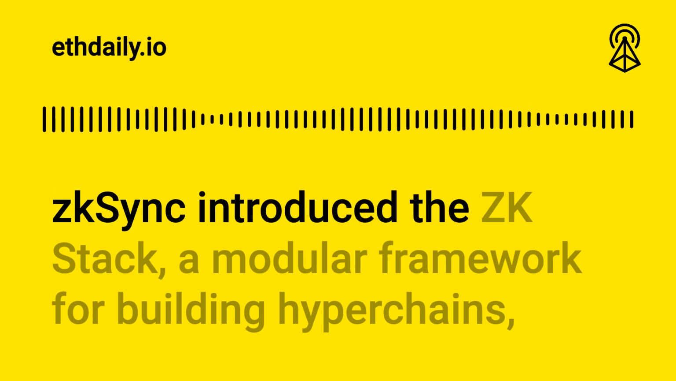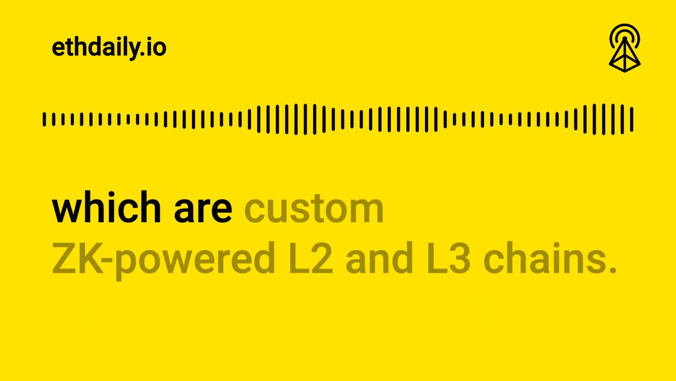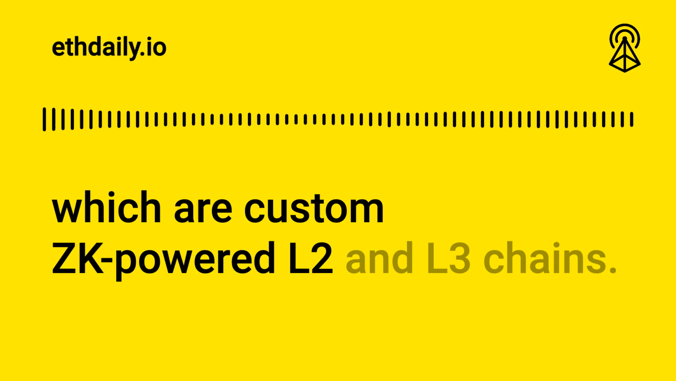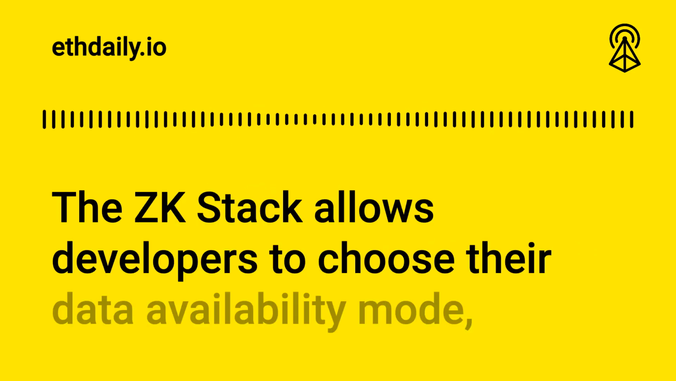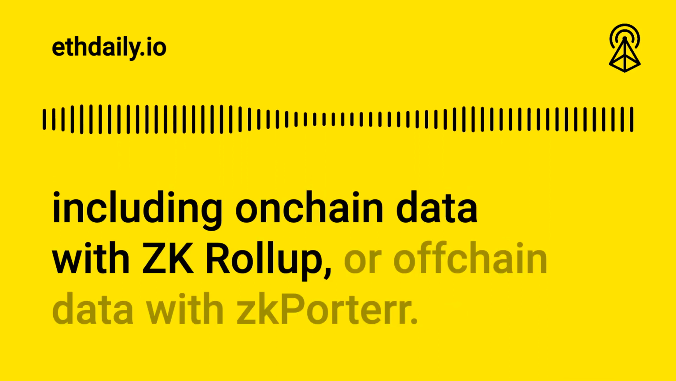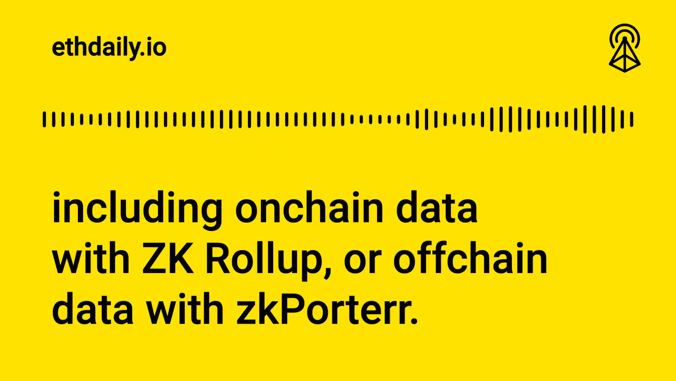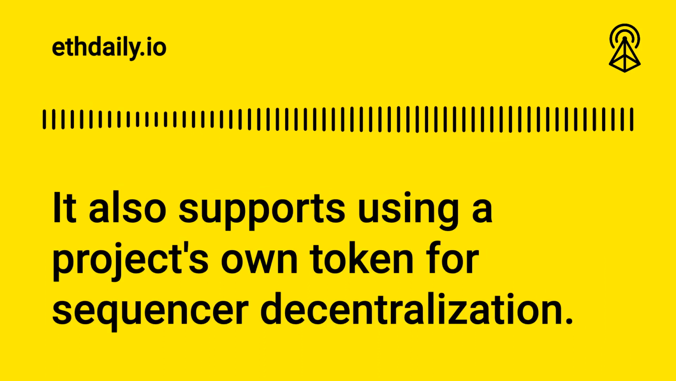zkSync introduced the zk stack, a modular framework for building hyperchains, which are custom zk-powered Layer 2 and Layer 3 chains. The zk stack allows developers to choose their data availability mode, including on-chain data with zk rollup or off-chain data with zk porter. It also supports using a project's own token for sequencer decentralization.